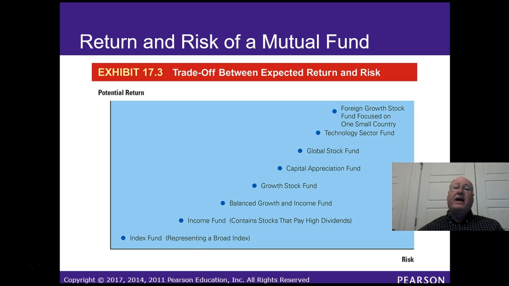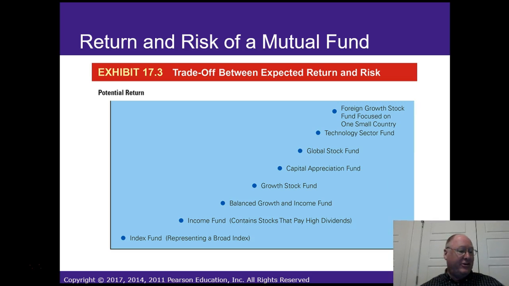But as you start to go onto the graph, you get to the Capital Appreciation Fund, the Global Stock Fund, Technology Sector Fund, Foreign Growth Stock Funds that are focused on one small country. And there's all sorts of other funds that fall within this spectrum. All of these have risks and returns. And if you hit the jackpot, you decide you want to be in the Foreign Growth Stock Fund for North Korea, very high risk, but maybe there's a potential of a high return there too. I don't know. I don't think I would put myself into that one.